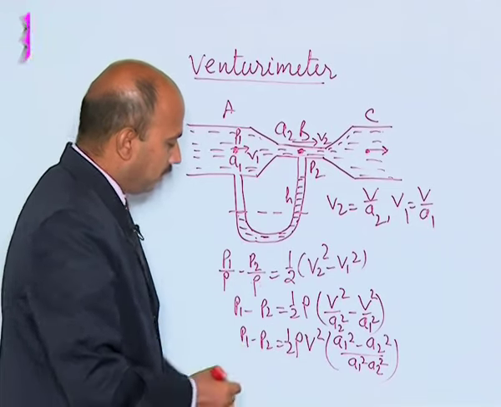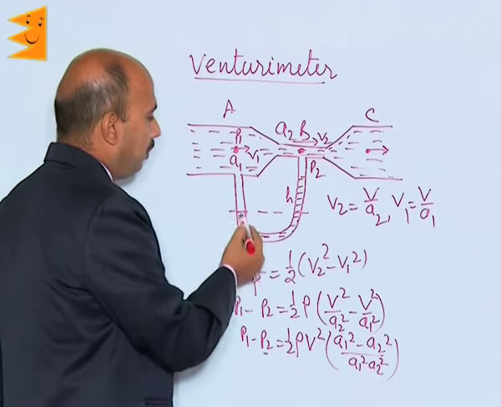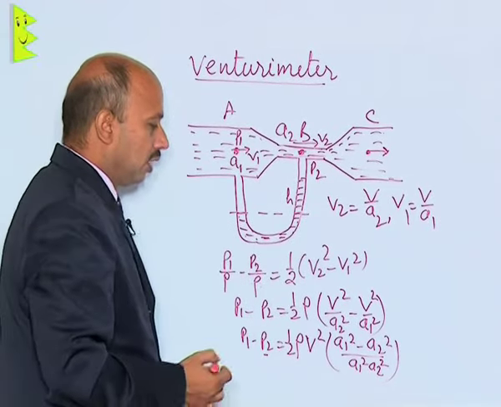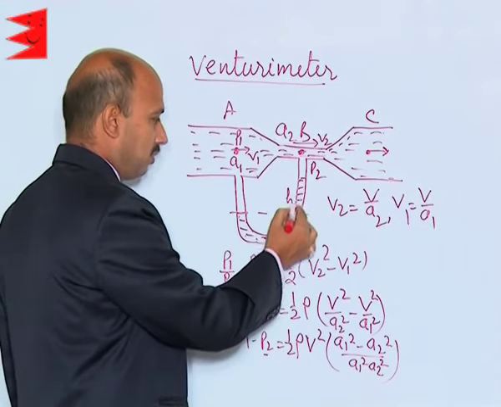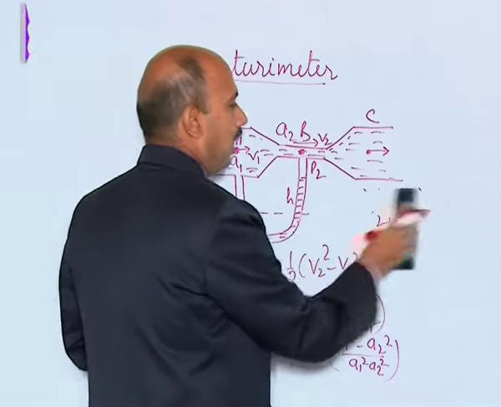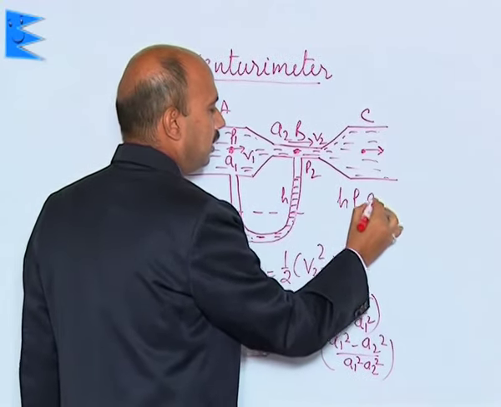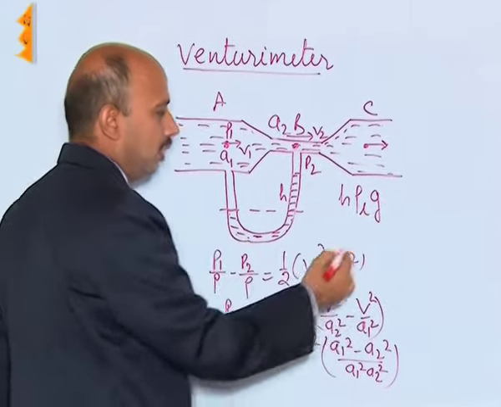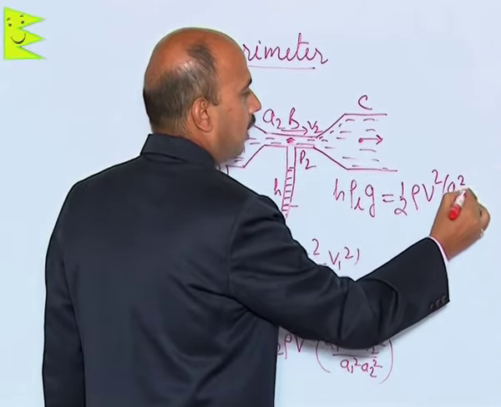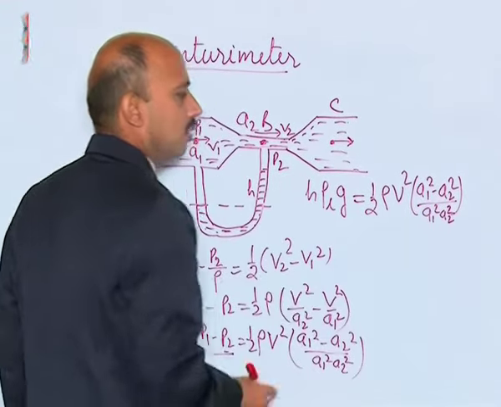Now P1 minus P2 is the pressure difference between these two points. Due to higher pressure, the liquid goes down here, and due to less pressure, the liquid rises here by the height h. So in place of P1 minus P2, we can write the pressure difference formula h rho L g, where rho L is the density of the liquid in the manometer. This is equal to half rho V square into A1 square minus A2 square upon A1 square A2 square.